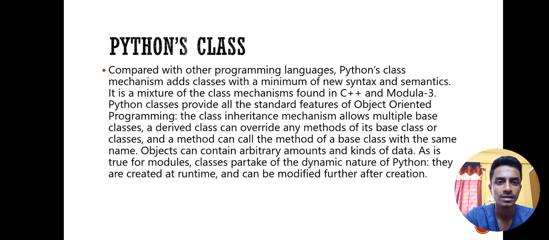Python's classes. Compared with other programming languages, Python's class mechanism adds classes with a minimum of new syntax and semantics. It is a mixture of the class mechanisms found in C++ and Modula-3. Python classes provide all the standard features of object-oriented programming (OOP). The class inheritance mechanism allows multiple base classes. A derived class can override any methods of its base class or classes, and a method can call the method of a base class with the same name.